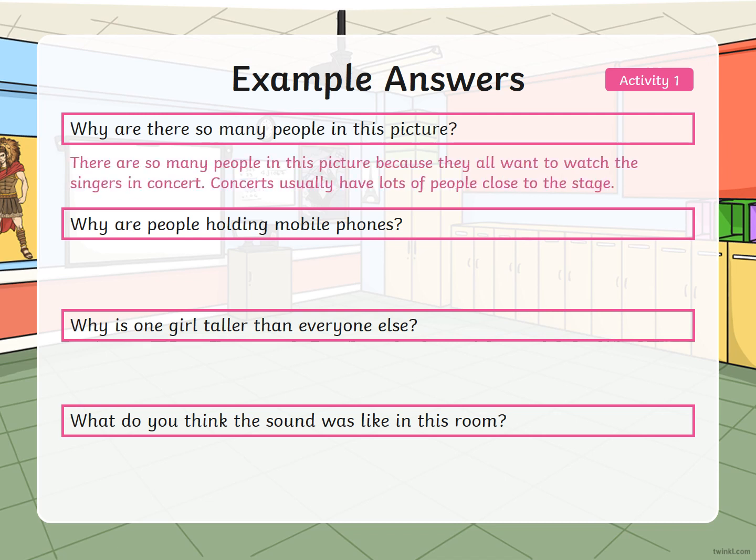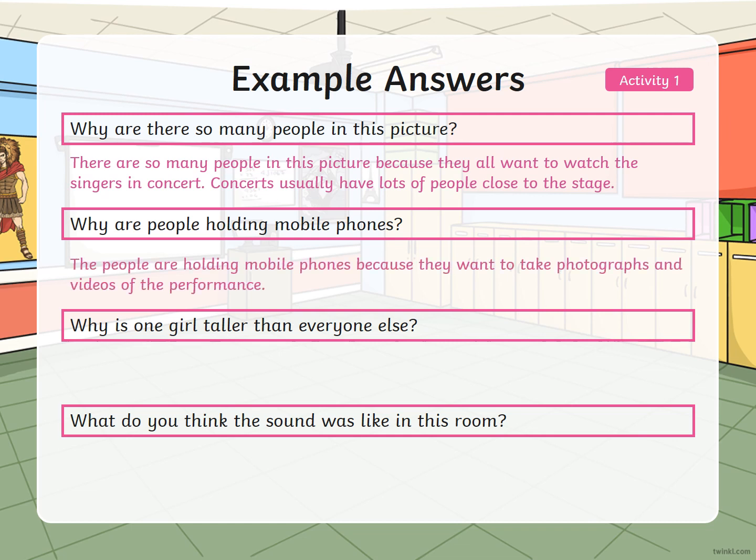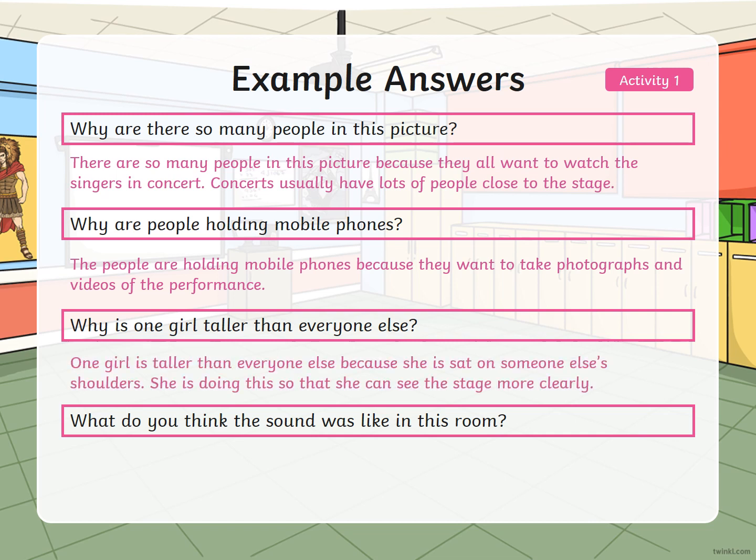So the first one, there are so many people in this picture because they all want to watch the singers in the concert. Concerts usually have a lot of people close to the stage. Okay, so they've gone to watch their favourite performer, singer, a band. Okay, so there's always big crowds of people there. Next one, the people are holding mobile phones because they want to take photographs and videos of the performance. Okay, the next one, the girl is taller than everyone else because she is sat on someone else's shoulders. She's doing this so that she can see the stage more clearly.